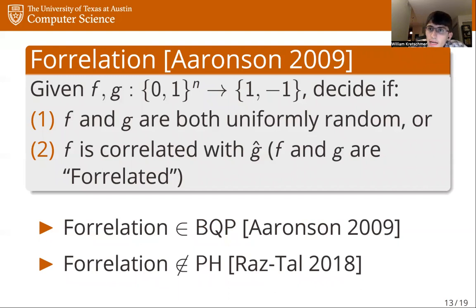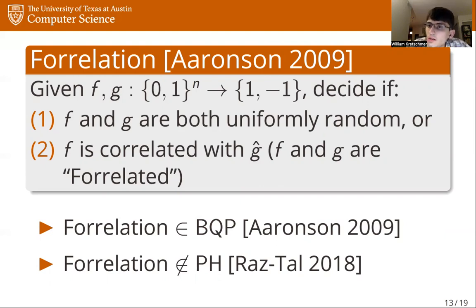And Aaronson conjectured and left as an open problem that this problem should not be in the polynomial hierarchy. In other words, it should be hard for a PH algorithm to distinguish whether a pair of functions are uniformly random or forrelated. This conjecture was finally proved almost 10 years ago by Raz and Tal. This actually gave the first example of an oracle relative to which BQP is not contained in PH.